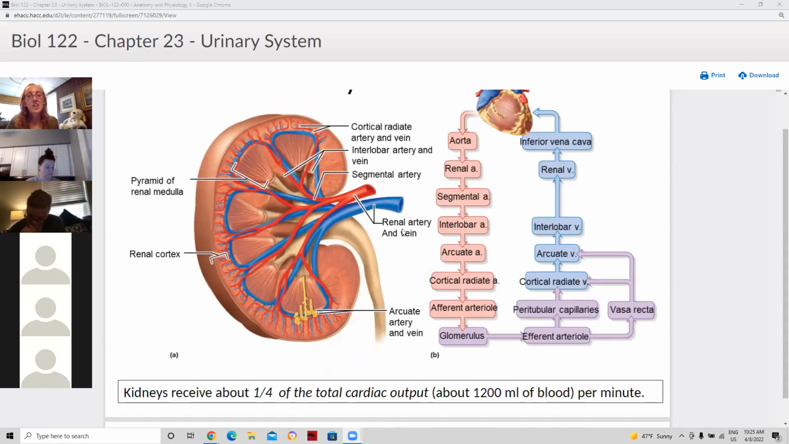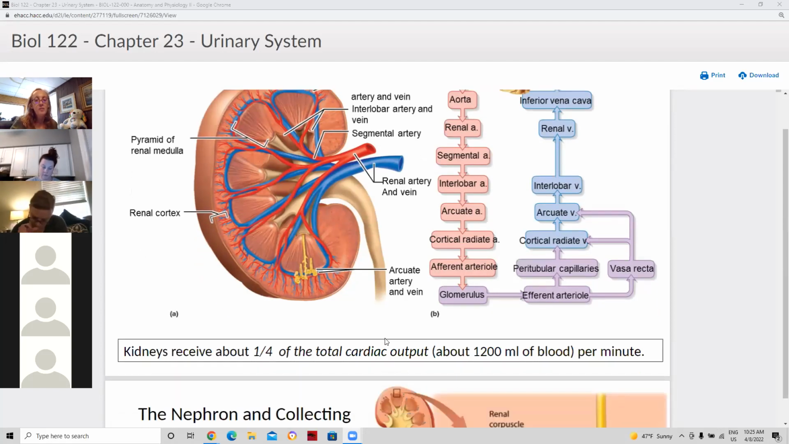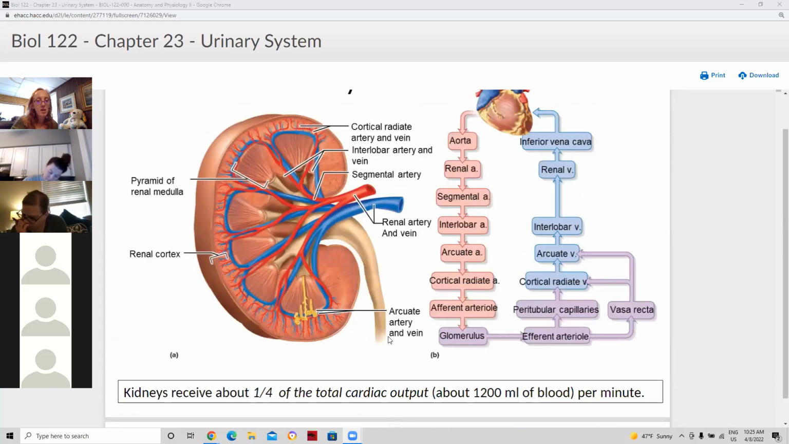Blood supply. Kidneys have a lot of blood. They filter a lot of blood. They receive about 1/4 of the total cardiac output per minute. So about 1.2 liters of blood per minute. That's a lot of blood if you think about it, because you only have 5 liters approximately.